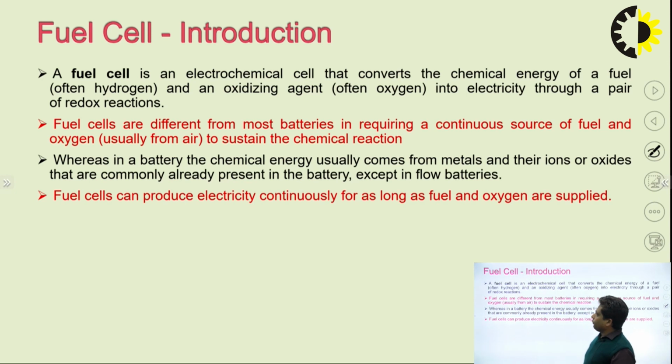Fuel cells are different from most batteries in requiring a continuous source of fuel and oxygen, usually from air, to sustain the chemical reaction. Whereas in a battery, the chemical energy comes from the metals and their ions, which are already present in the battery. Except in flow batteries, a fuel cell can produce electricity continuously as long as fuel and oxygen are supplied to the cell.